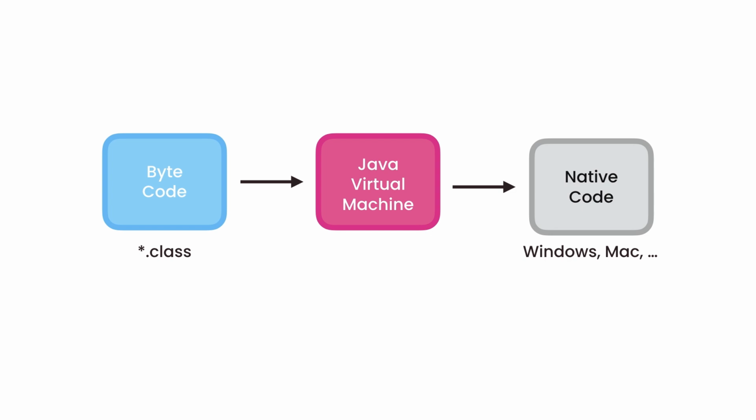We can write a Java program on a Windows machine and execute it on Linux, Mac, or any other operating systems that have a Java runtime environment. C# and Python also have the same architecture. That's why they're platform independent as well.